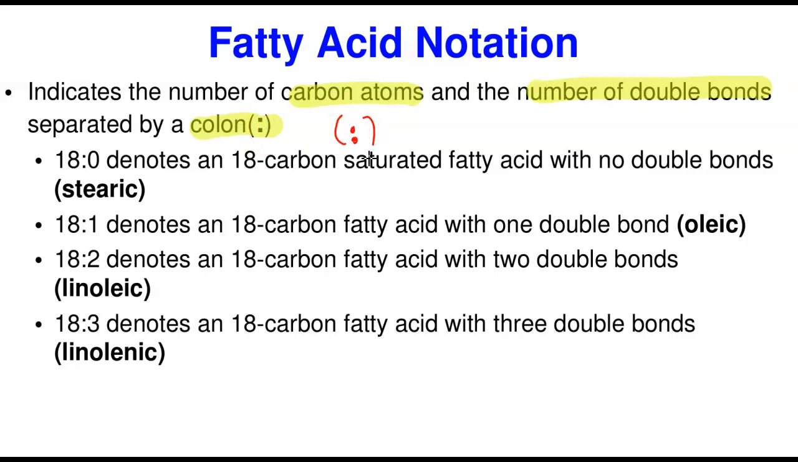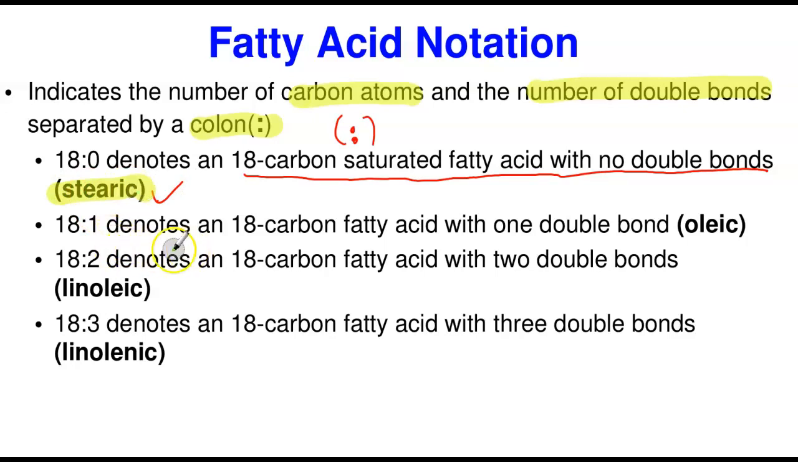So, what are the examples? 18:0 denotes an 18 carbon saturated fatty acid with no double bond. And that fatty acid is actually the stearic acid. I already showed you that. And it's part of the ones you need to memorize in this class for your exams and quizzes.